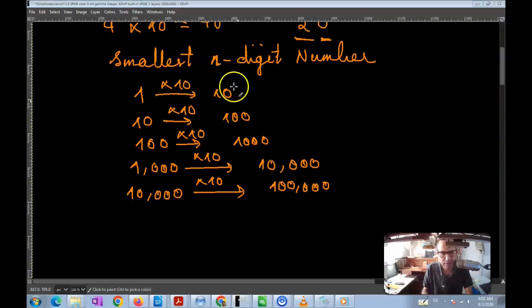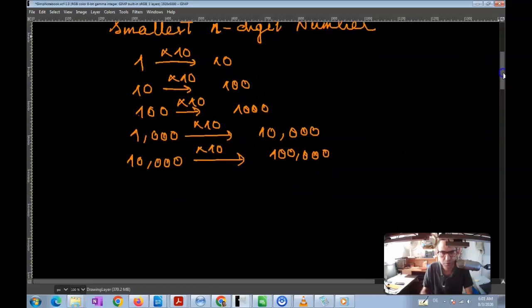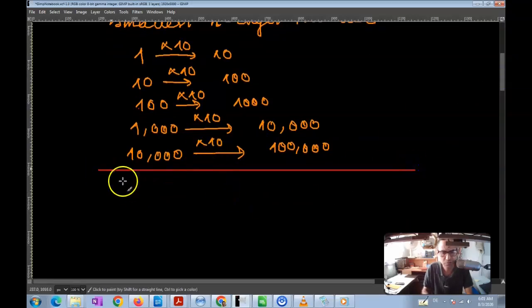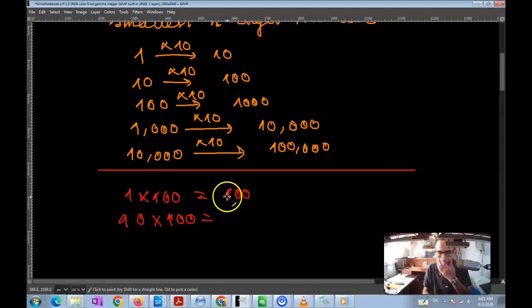Now, in the exact same way, when you multiply a number by a factor of, let's say, 100, for example, a 1 multiplied by 100 gives you 100. If you have a 10 multiplied by 100, you will get 1,000.